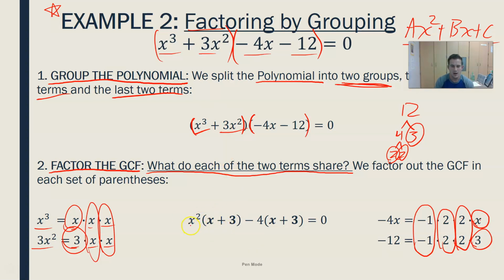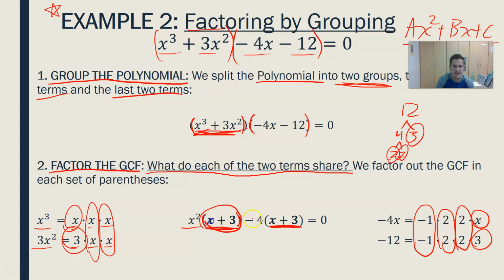I factored out the greatest common factor of each group. And now I have x squared times x plus 3 and negative 4 times x plus 3. Notice x plus 3 is now a common factor in both of those terms. So here I had two terms. I took a greatest common factor, I put it in front, and then wrote what was left.